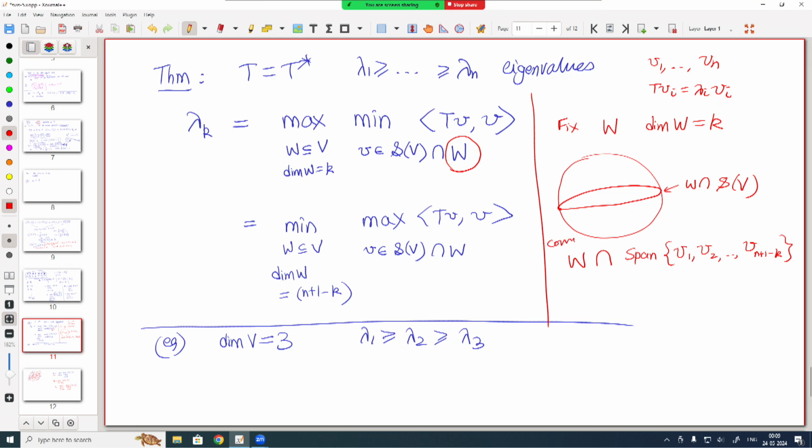Now consider the space W and look at this other space. What is the dimension of this space? n plus 1 minus k. W has dimension k, so the sum of the two dimensions is n plus 1. It is more than the ambient dimension, which means that these two spaces have to necessarily intersect. Correct? How would you prove that?